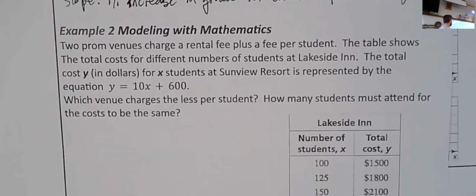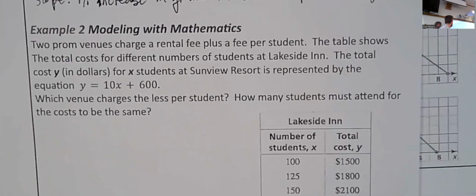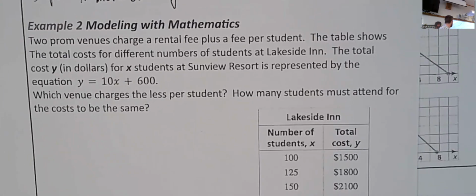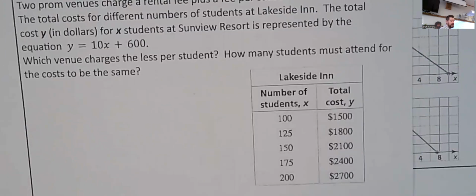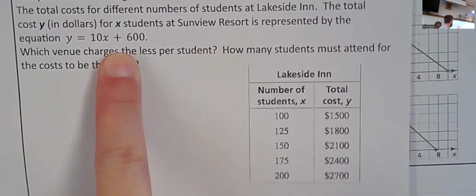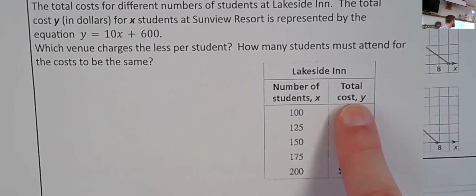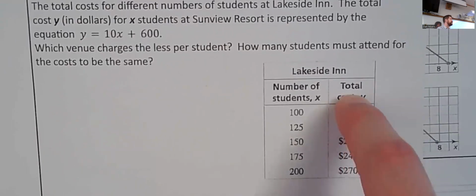It says 2 prom venues charge a rental fee plus a fee per student. The table shows the total cost for different numbers of students at Lakeside Inn. The total cost Y in dollars. So here's the dollar amounts here. For X number of students at the resort is represented by the equation. Oh, they give you the equation. That's nice. Y equals 10x plus 600. Which venue charges less per student? Sunview Resort is this right here. And then you have to figure out Lakeside based on the table there. Which one charges less per student? And then how many students must attend for the costs to be the same?